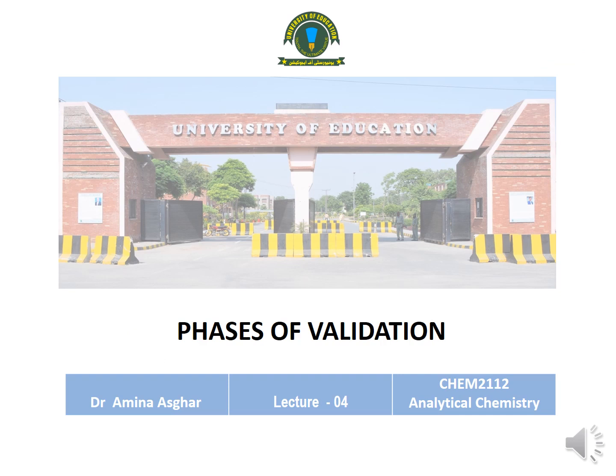This is the fourth lecture on analytical chemistry. The chapter we are discussing is quality control and quality assurance. Course code is CAMP 2112. And today the topic of our discussion and the lecture is the phases of validation, right?